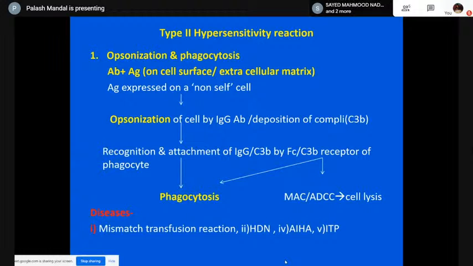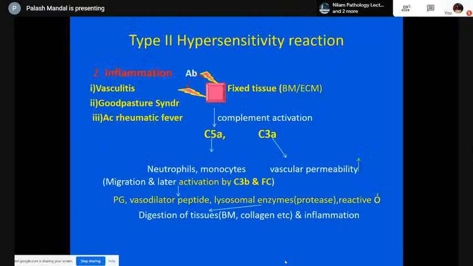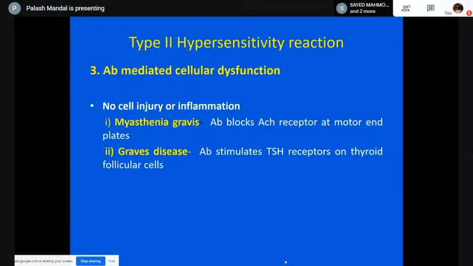Here RBCs were coated by antibodies which were produced by the body's own cells, and phagocytosed, lysed, and eventually autoimmune hemolytic anemia happened. That was opsonization and phagocytosis. This was inflammation, where an inflammatory response was generated by the antibodies against the body's own antigens. And the last one is where the antibody did not lead to either cell injury or inflammation, but led to something else.